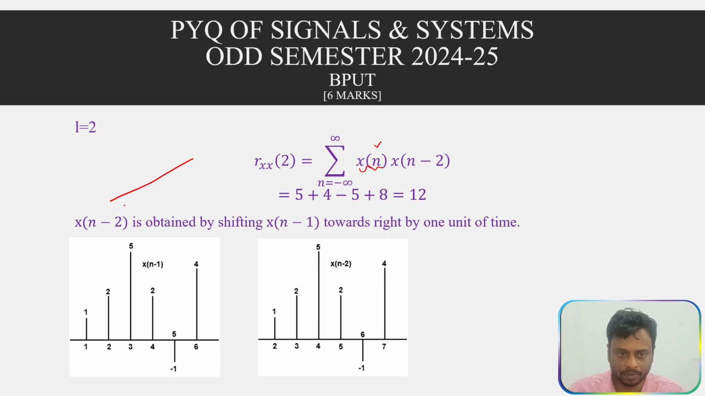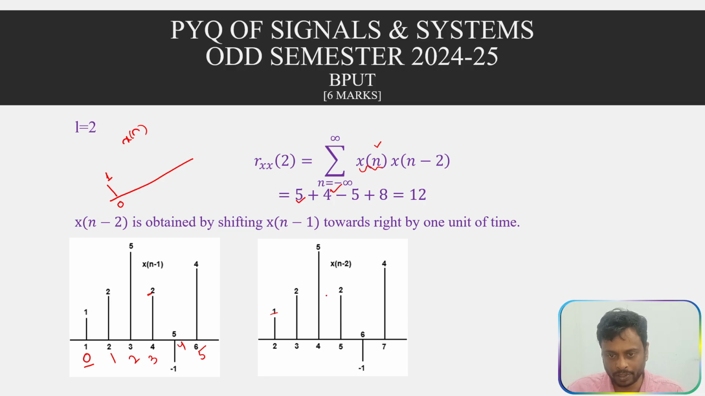So x of n equal to, at 0 it is 1. Okay, x of n at 0 it is 1. So this is 0, 1, 2, 3, 4, and 5. Okay. So at 0 it is 1, which means it is 0, not there. So at 1 it is 2. So at 2 it is 5, so 5 into 1, that will be 5. Okay. So at 3 it is 2, so 2 into 2, that will be 4.